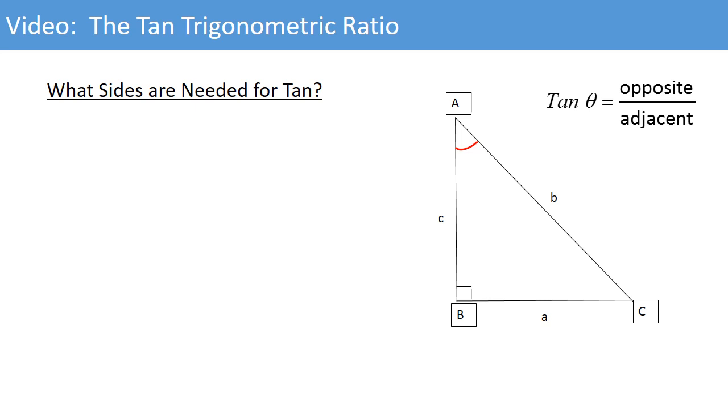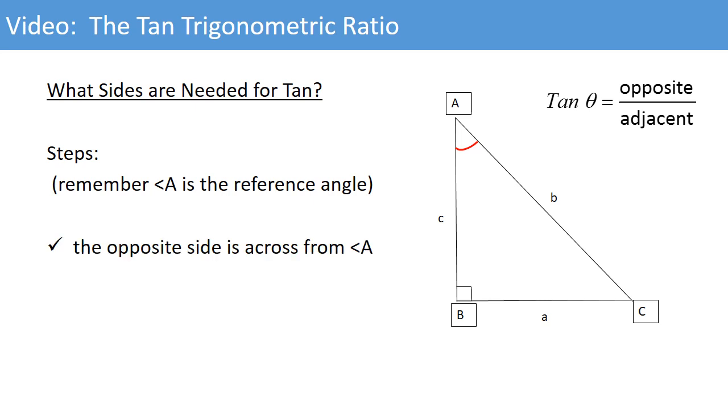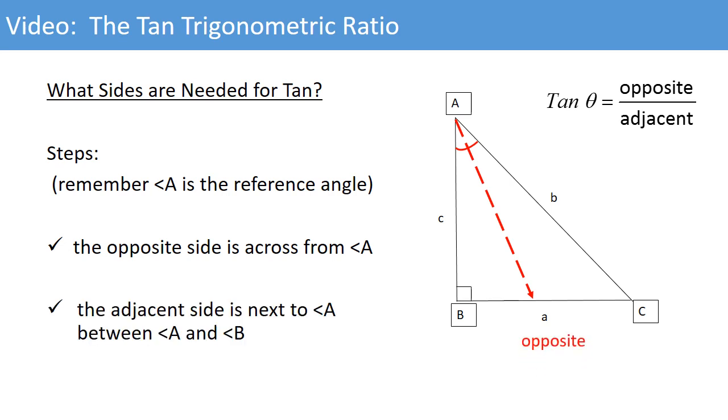Now, let's keep in mind that tan theta is opposite over adjacent. You need to remember this. It's an important formula. Remember as well that angle A is the reference angle. The opposite side is across from angle A. The adjacent side is next to angle A, between angle A and angle B. Got that?